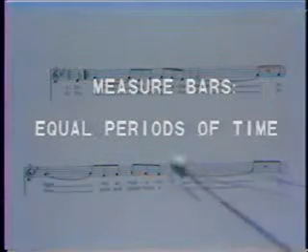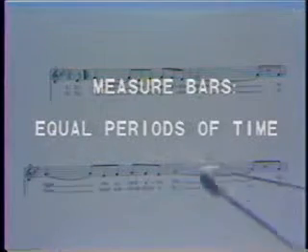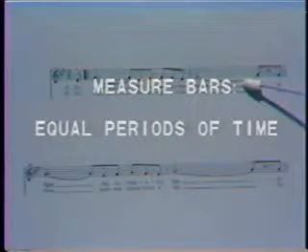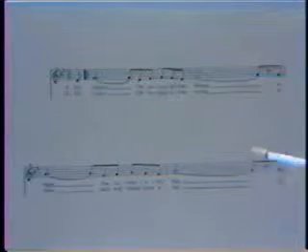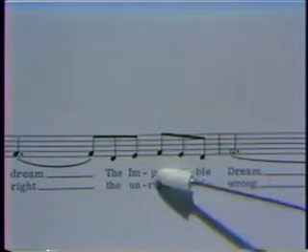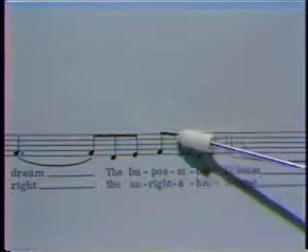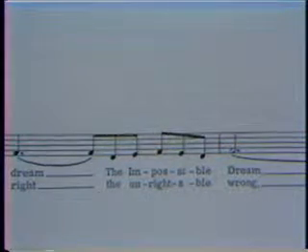Notice these vertical lines that appear at intervals in the music. These define measure bars, or equal periods of time in the music. Look closely at the notes. Notice that they have different shapes. Some have heads that are open, some have heads that are closed. Some notes are followed by dots. Some notes have bars or flags attached to their stem.